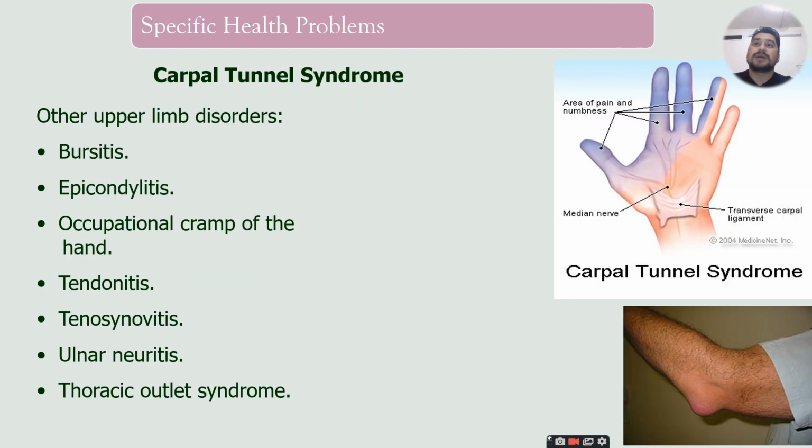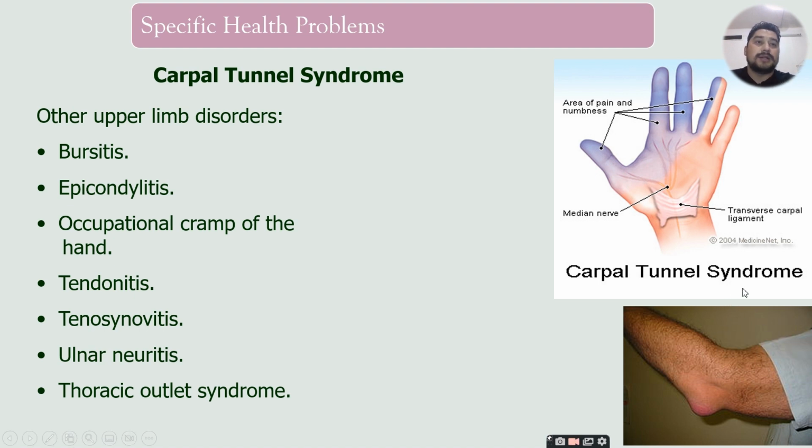Specific health problems. Carpal tunnel syndrome. Other upper limb disorders are bursitis, epicondylitis, occupational cramp of the hand, tendonitis, tenosynovitis, ulnar neuritis, and thoracic outlet syndrome.